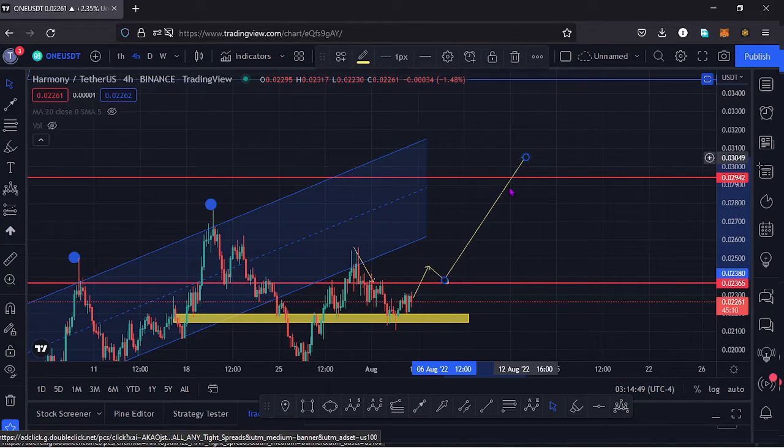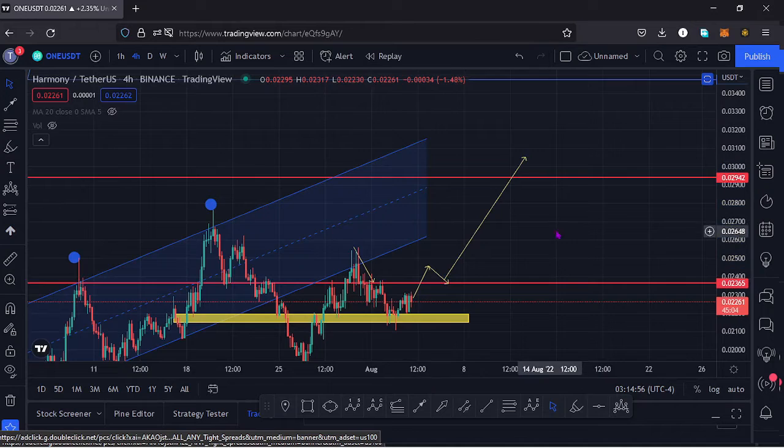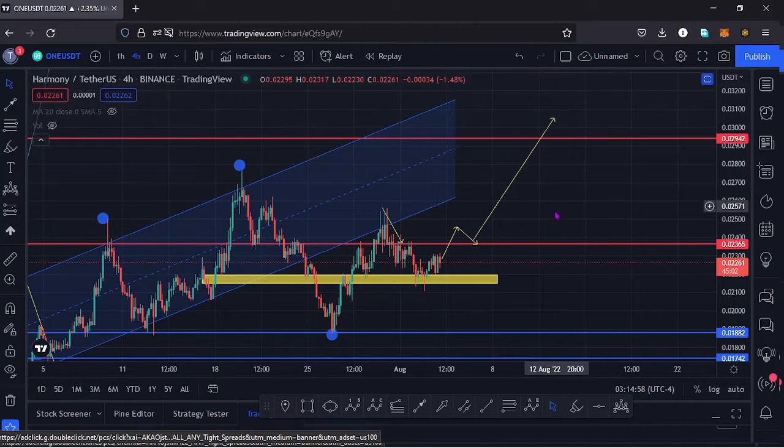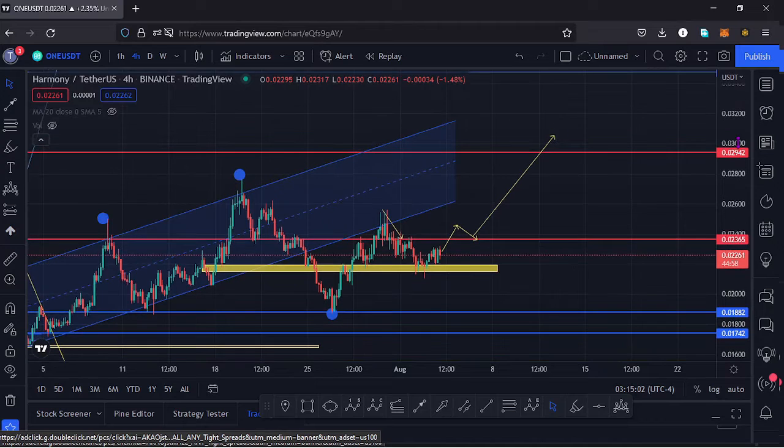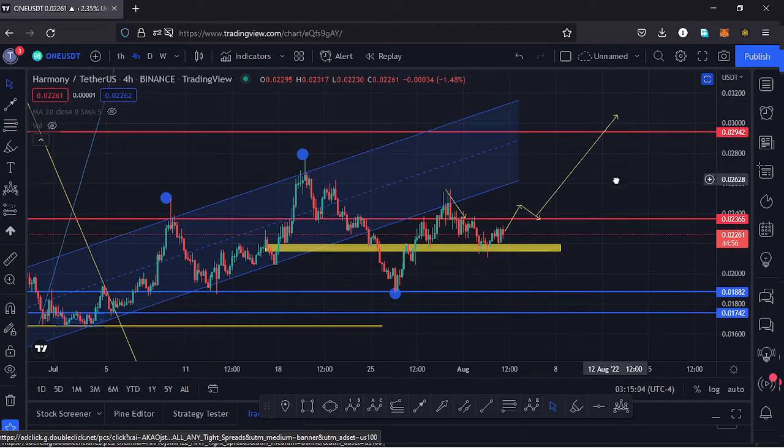And at that area, maybe if we manage to break above it, we can also have a retest and then continue pushing higher, and that would mean higher prices could be coming our way. And for that to happen, we also need to see an increase in volume here on the Harmony One volume indicator chart. The other movement that I expect to see on this chart is a movement to the lower side.